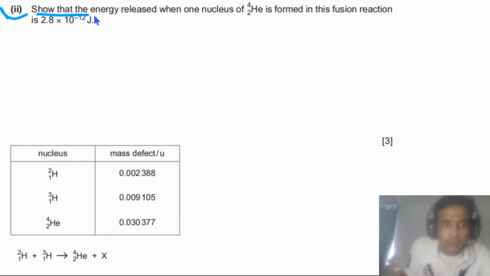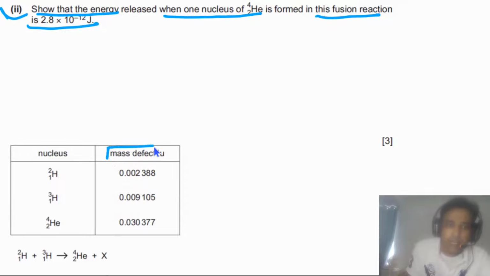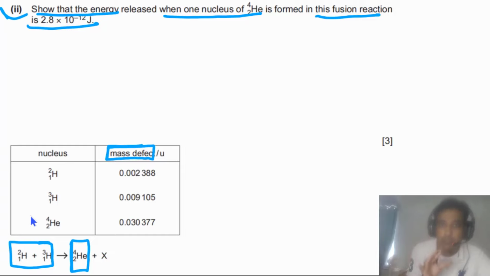The second part says show that the energy released when one nucleus of helium is formed in this fusion reaction is equal to this one. But if you look at the given data, for this question we have the mass defect. This is not the mass of nuclei. So the mass defect for the product has to be greater than the mass defect for these reactants. So we will take the mass defect for this one, and we will subtract the sum of the mass defects of these two hydrogen isotopes. So this point is important.